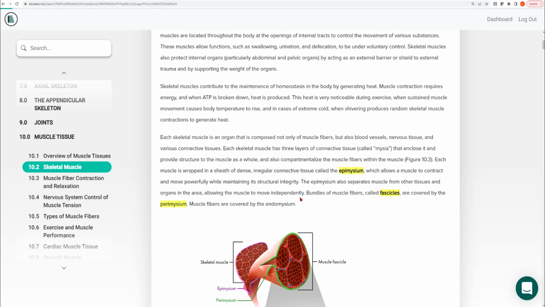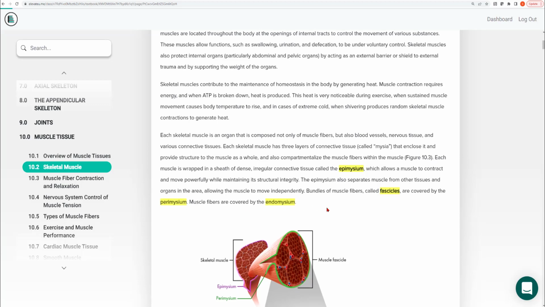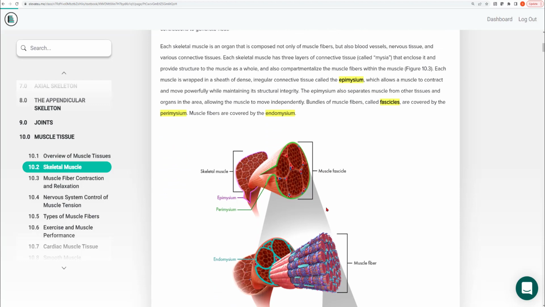And then finally, internally, around and protecting each and every muscle fiber, there is the most delicate layer of connective tissue, and that layer is called the endomysium. Endomysium. Okay? So we have these three layers, epi, peri, and endomysium. And let's take a look at how this works.